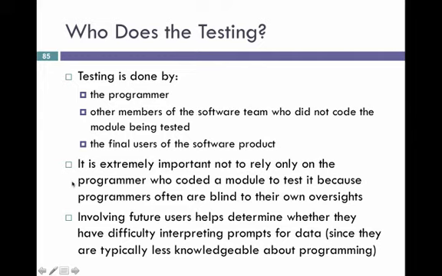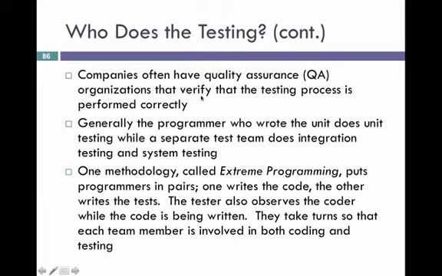And you can have the final users of the software product. It's nice to have maybe non-technical people or someone independent of those developing the software, and they can look at all of the interfaces and the things that are prompted to the users to see if these things are easy to understand and appropriate. Companies often have quality assurance or QA organizations that verify that the testing process is performed correctly.